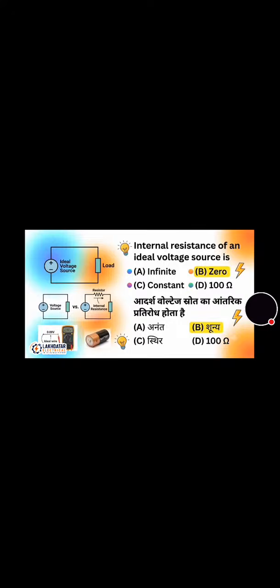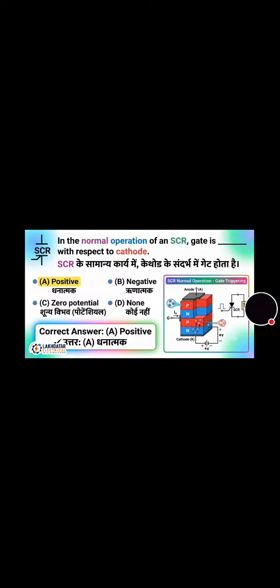Now move towards the next question that is on the screen. In the normal operation of a CR, gate is positive, negative, or zero potential with respect to cathode. And its correct answer is option A, that is positive.